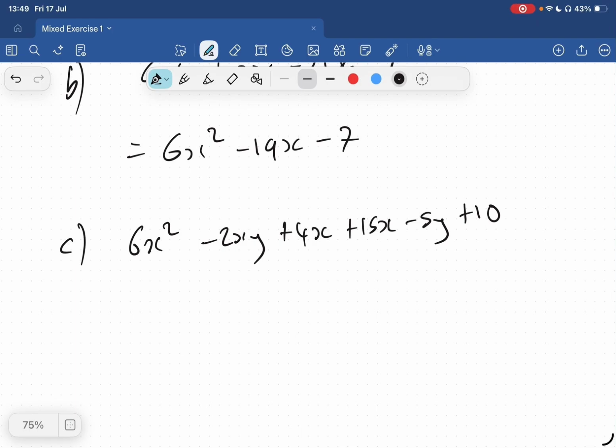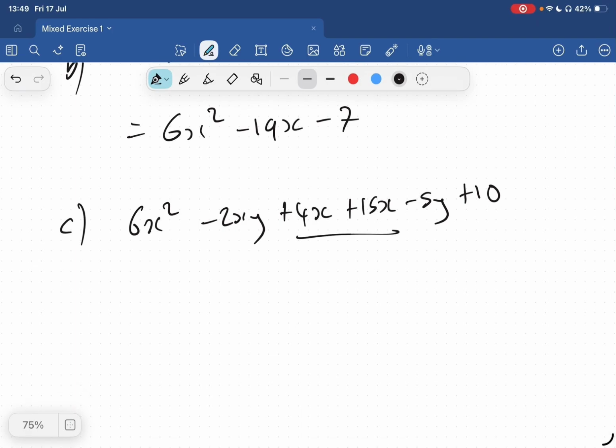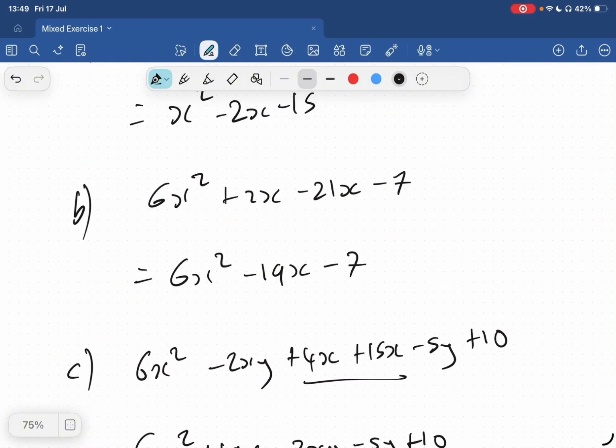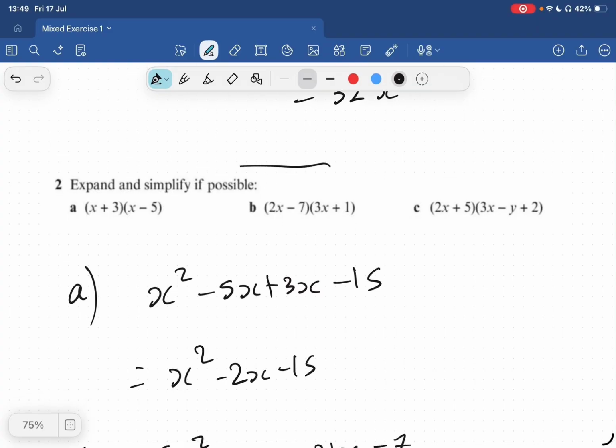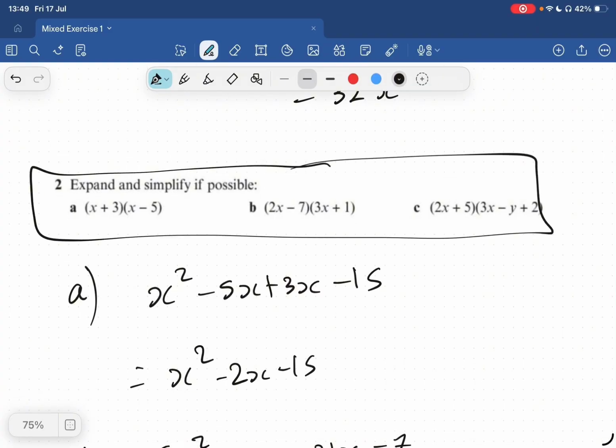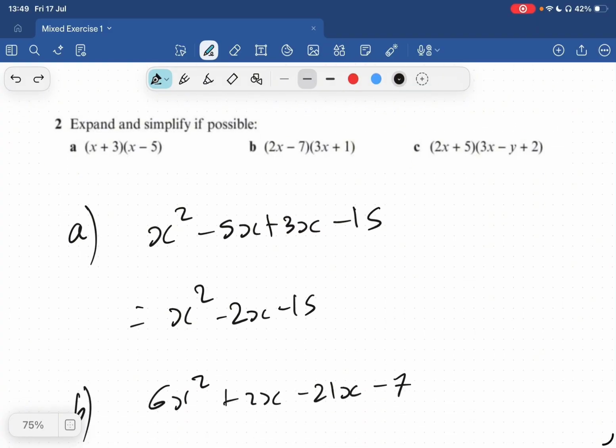Okay, now here we can look for our like terms. We've only got these x's, which are the like terms. So 6x squared plus 19x minus 2xy plus. Okay, and this is something that you should really be confident of. And if you're not, then make sure to get a good amount of practice in.